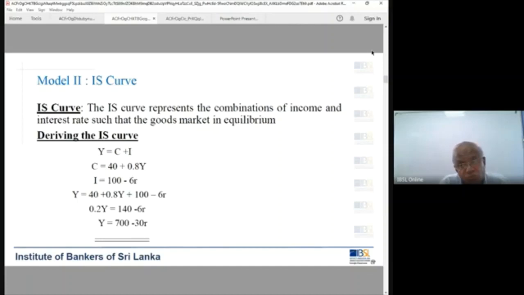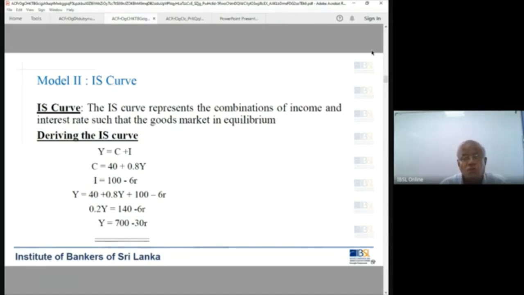Then the new investment function. Remember earlier, when we calculated this national income identity, I was fixed. Now in the IS model, when you derive the IS curve, we assume I is negatively related with the interest rate. I equals 100 minus 6R. When R increases, I decreases. We explain why. Now these are the basic equations. Simplest model. C, I, you substitute now for Y. Y equals 40 plus 0.8Y, that is C, plus I, 100 minus 6R.